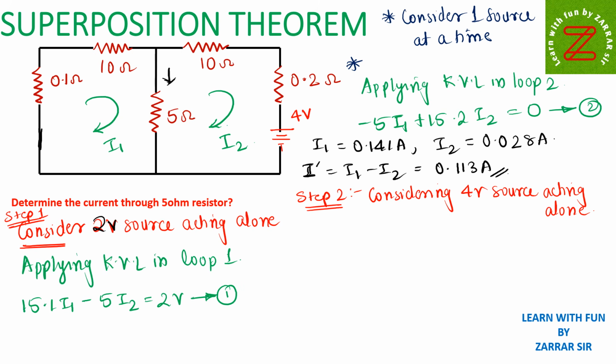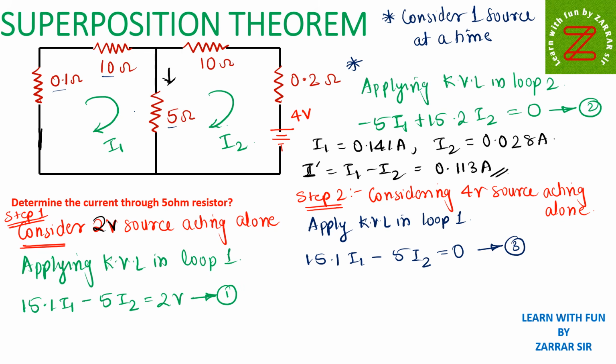So if I apply KVL in loop 1, what will be the equation? Again 10, see this is 10 plus 5 plus 0.1 becomes 15.1 I1 minus 5 I2, since 5 ohm is in another loop, equal to 0. This is the equation number 3.